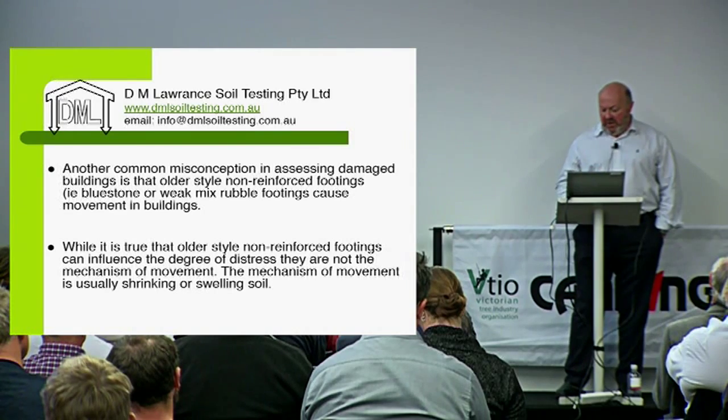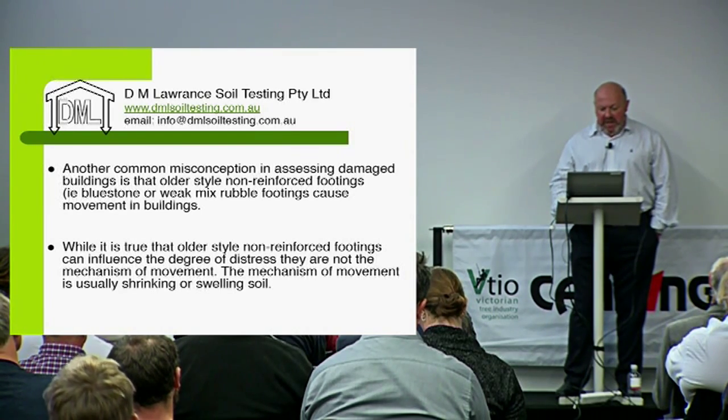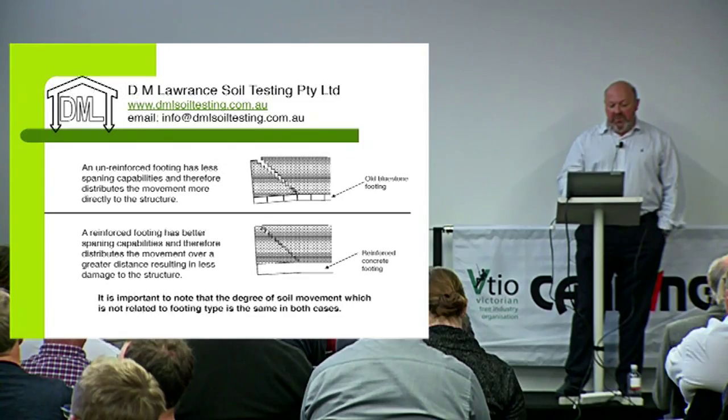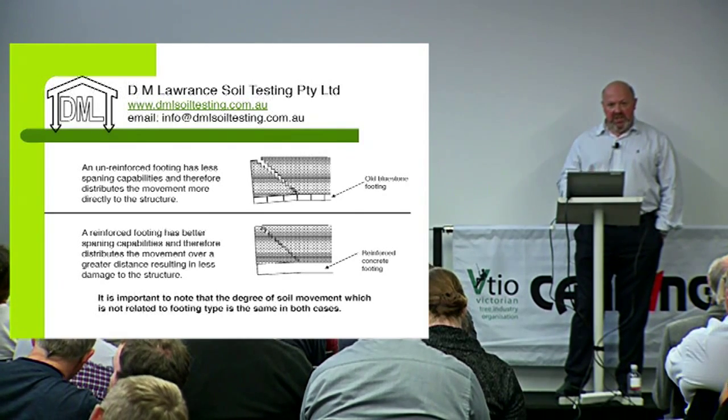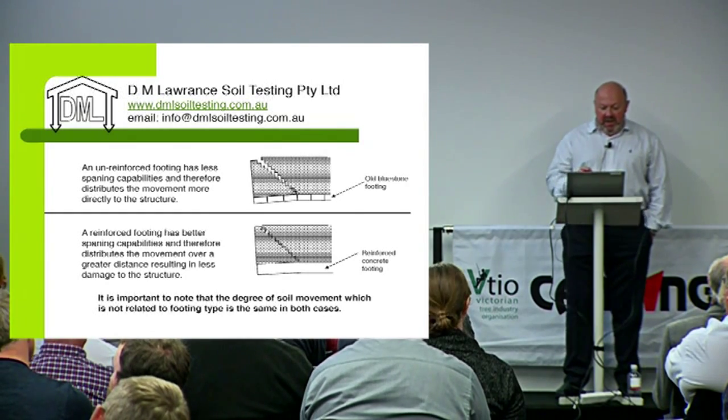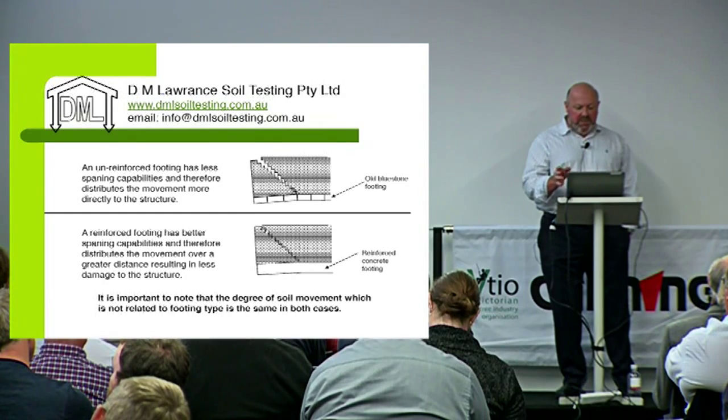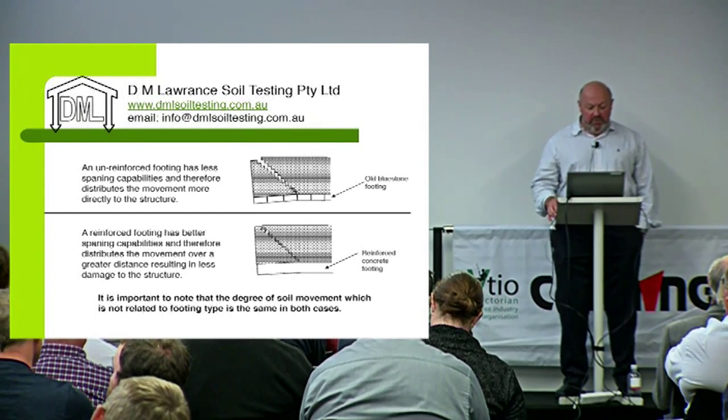Whereas a bluestone footing or a weak mixed rubble footing, which has got no spanning capabilities, tends to deflect on a much, much shorter basis, and you get much more significant cracking. Now, the top is a representation of an unreinforced footing and the bottom is a reinforced footing.